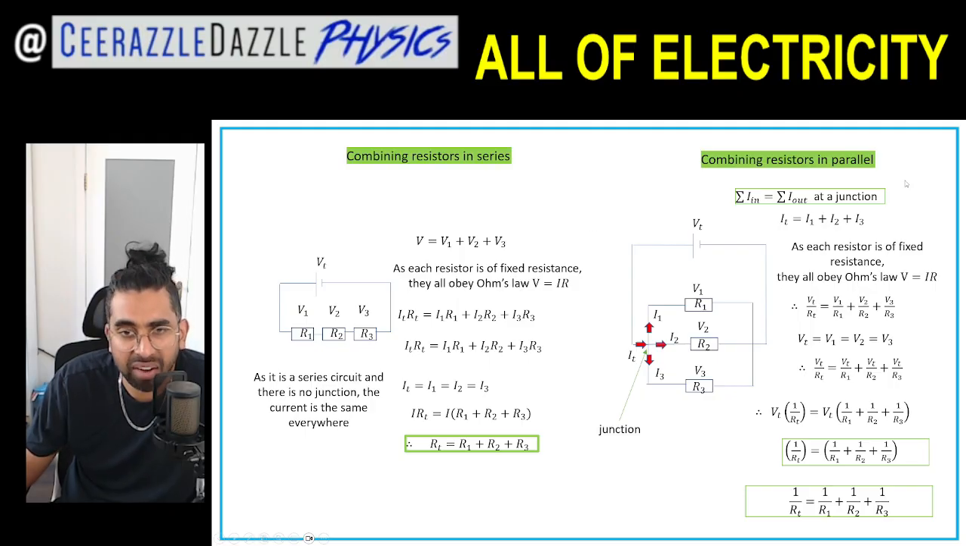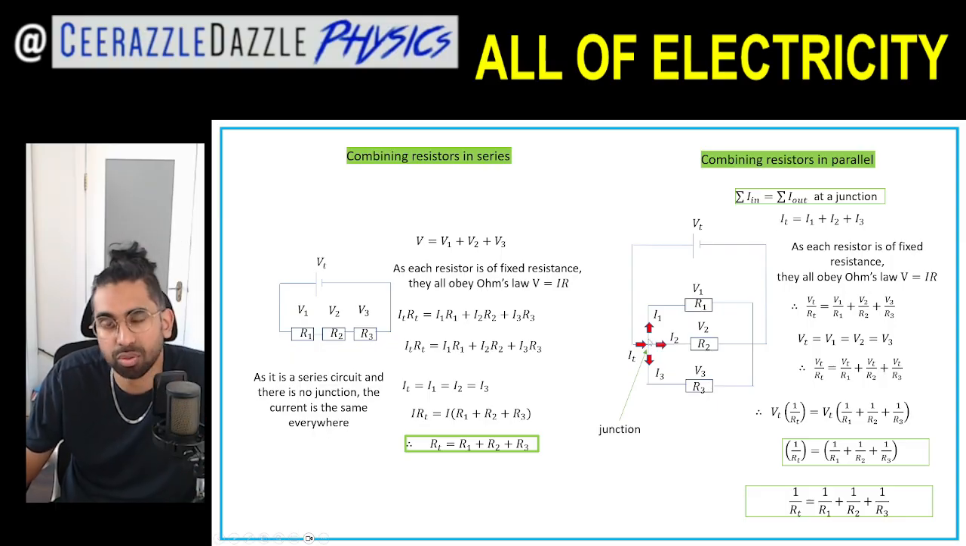Combining resistors in parallel. Now I've got another circuit where there's 3 resistors in parallel. We can recognize that the total current in is equal to total current out at the junction. IT is equal to I1 plus I2 plus I3, at the junction. But they also obey Ohm's law as well. So VT divided by RT, the voltage in total divided by resistance in total over here is equal to V1 over R1 plus V2 over R2 plus V3 over R3, all of them over here.